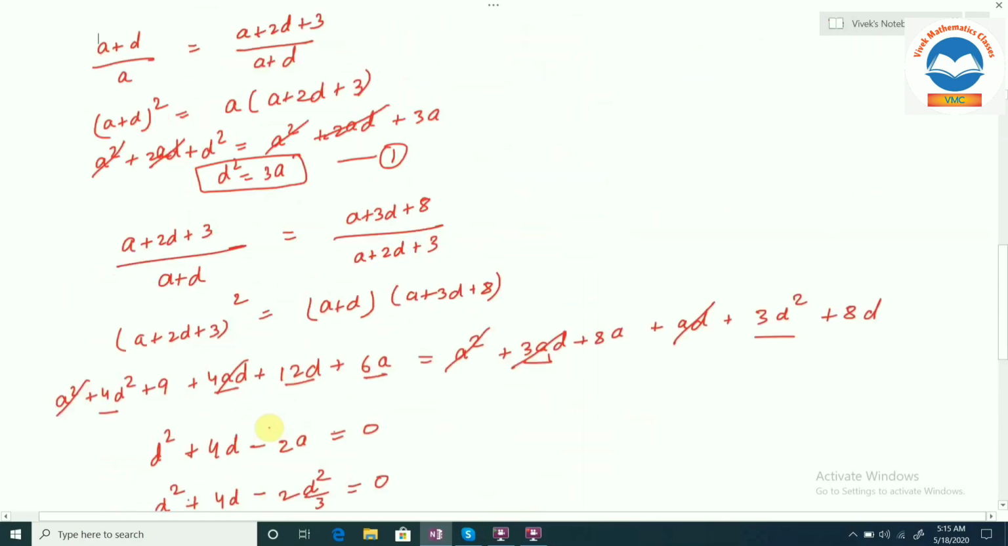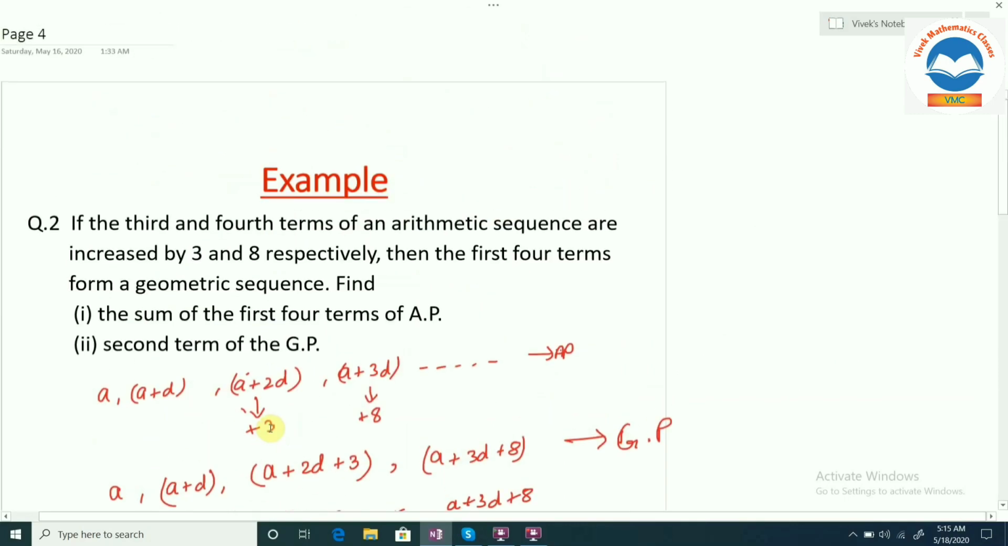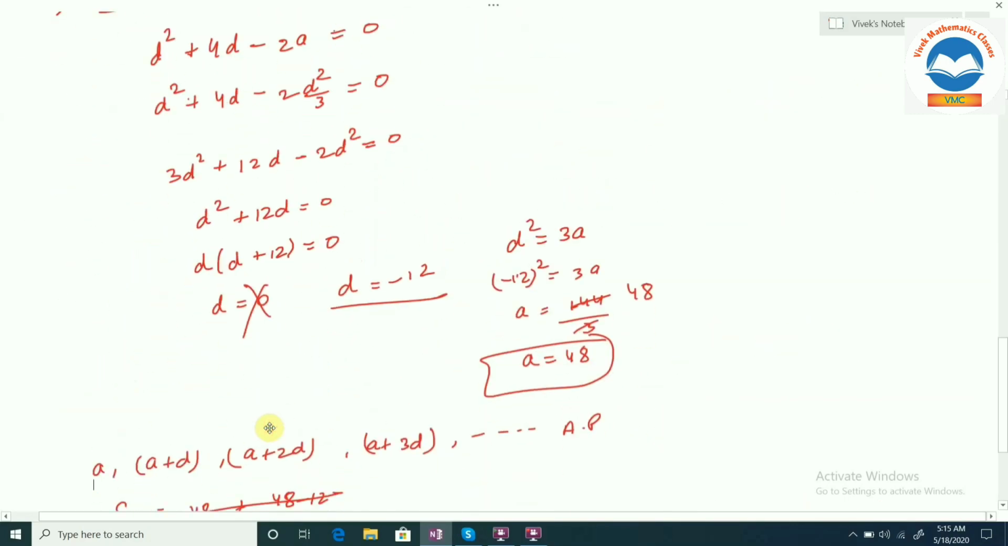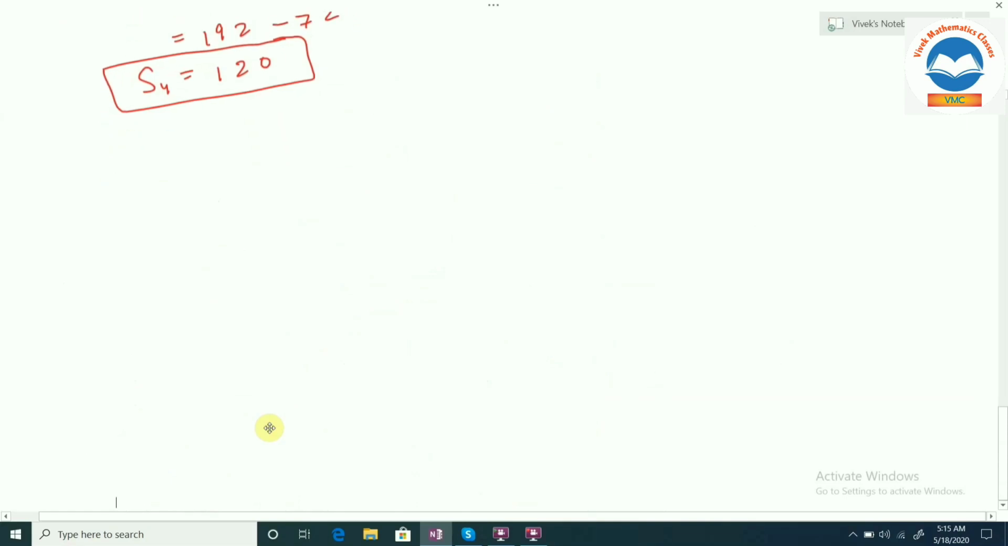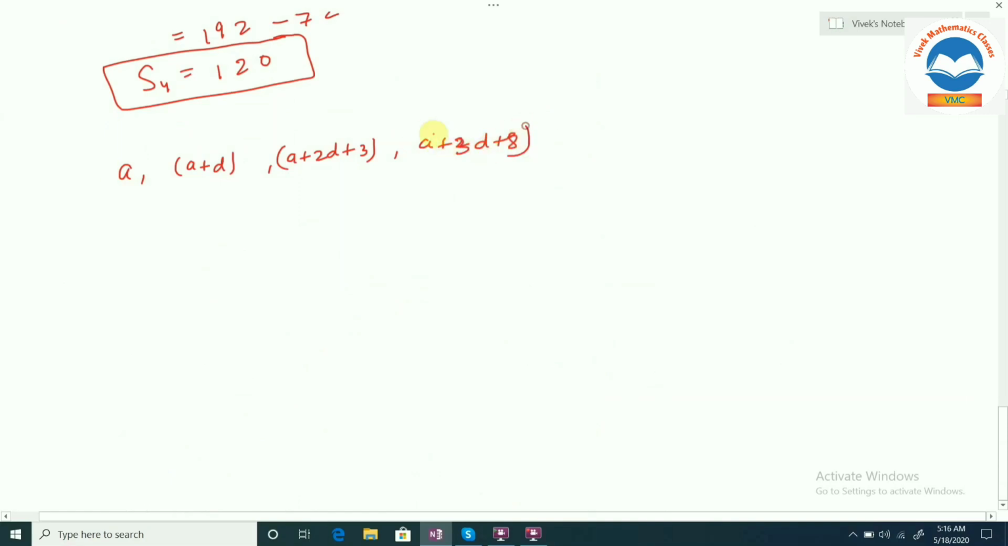Next, second part. Second term of GP. So what will be our GP? GP is a plus d, a plus 2d plus 3, and a plus 3d plus 8. This is our GP. In this they are asking the second term. It means this one, a plus d. This will be the same as the second term of the AP also.